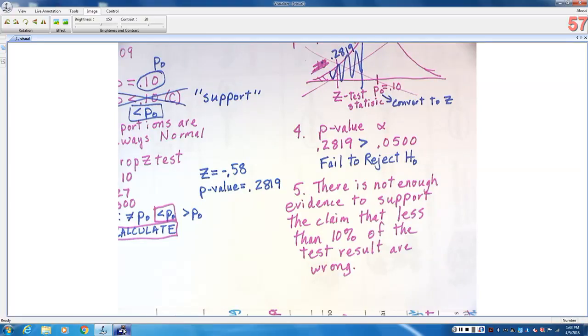If P is low, reject the null. And if P is high, let it fly. So if the P is higher than alpha, you fail to reject it. And if it's less than, that was on the warm up, on the back page. Do you have that warm up there?